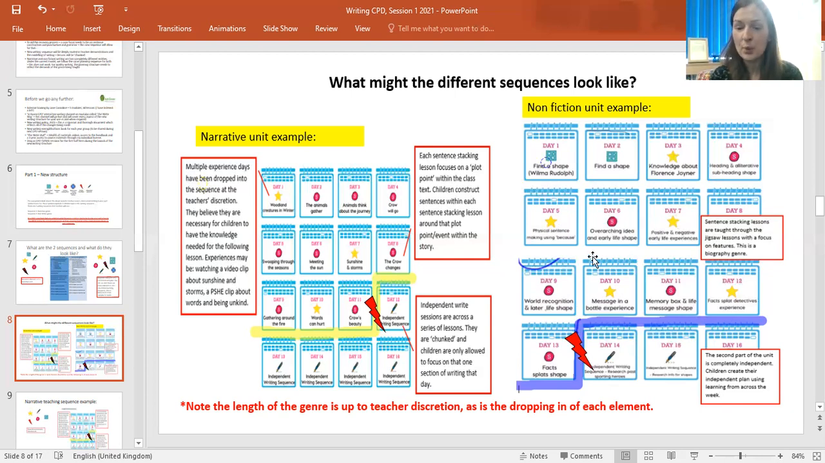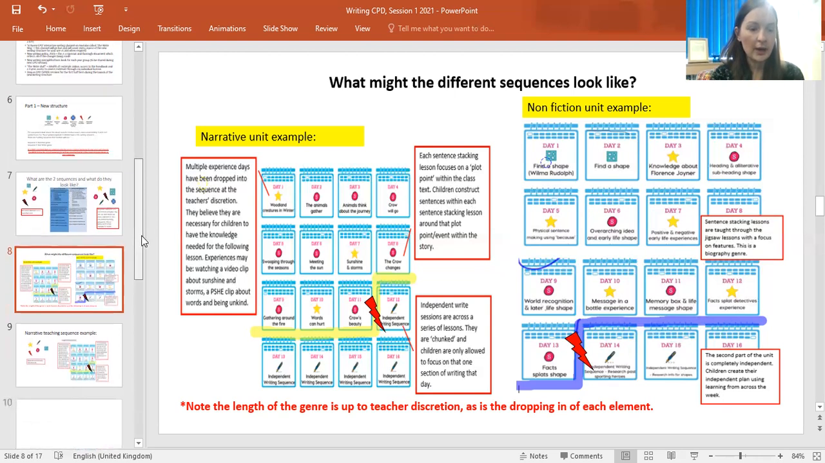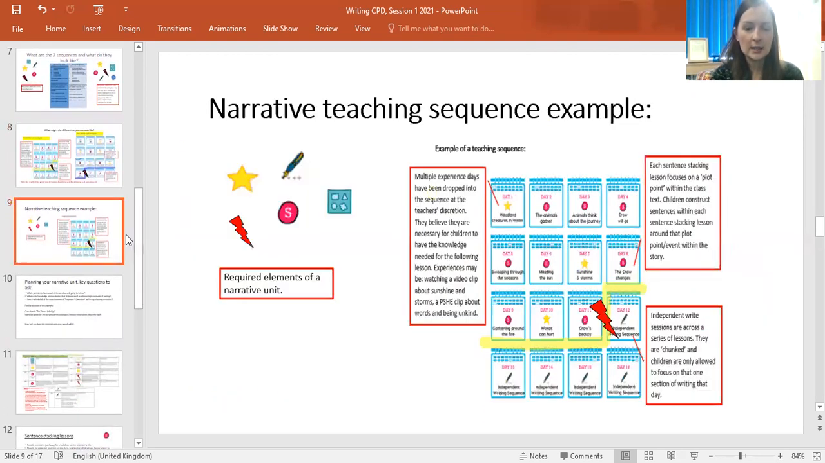More experience days, but to be honest, this isn't the best example because you wouldn't need that many experience days, and if you did, you're not going to get through the genre, you're not going to get enough evidence. So think very carefully. You shouldn't really need maybe 1, 2 at the most experience days within your sequence. Again, all of this top bit here is guided. Lightning strike, you've got your practice plan, your practice write, and then you go to your independent write, okay? Again, which is chunked. Okay, next slide.